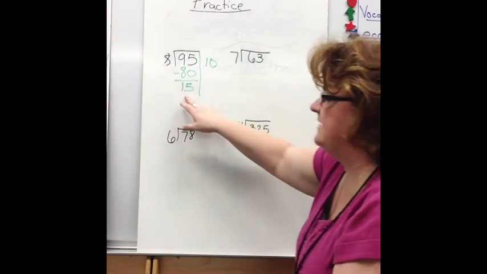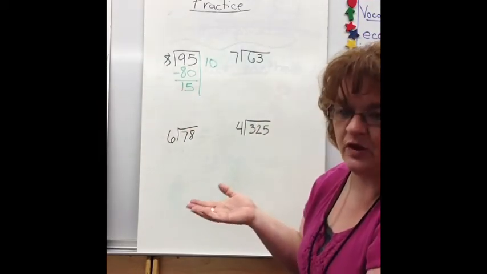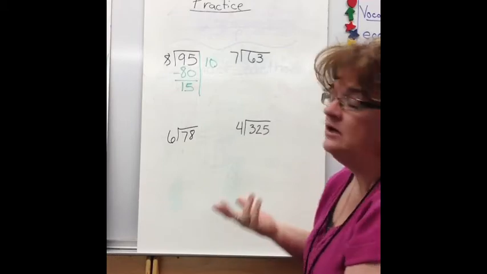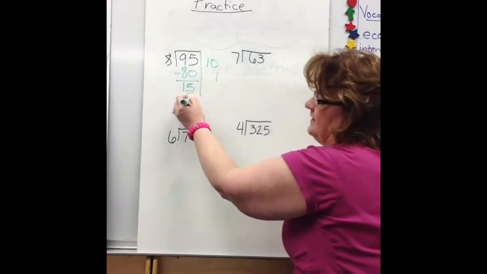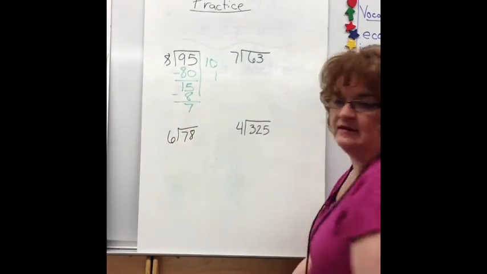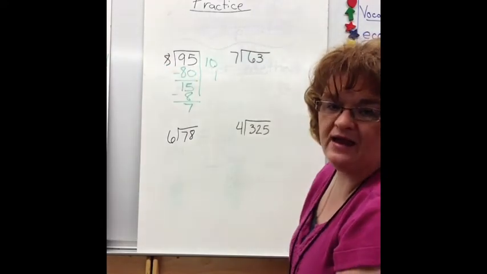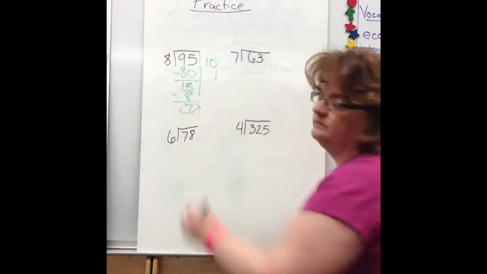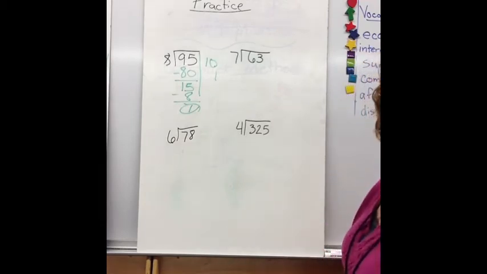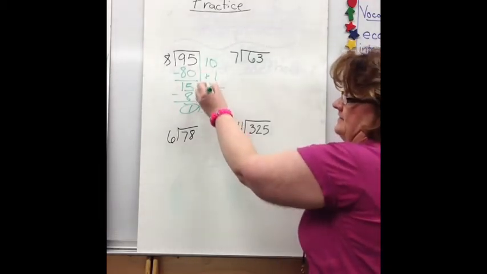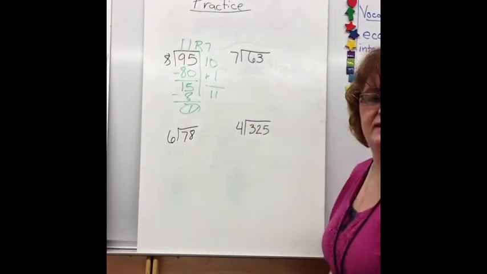Well, I know that 8 times 2 is 16, so I can't use the number 2, so I have to go something smaller than 2. The only thing smaller than 2 is a 1. 8 times 1 is 8. Subtract that. That leaves 7. Now I know that 7 is smaller than 8. So if 7 is smaller than 8, I have to circle it because that then becomes my remainder. Add these together. My answer is 11 with a remainder of 7.